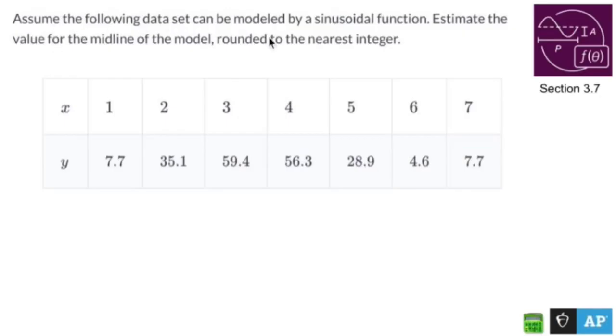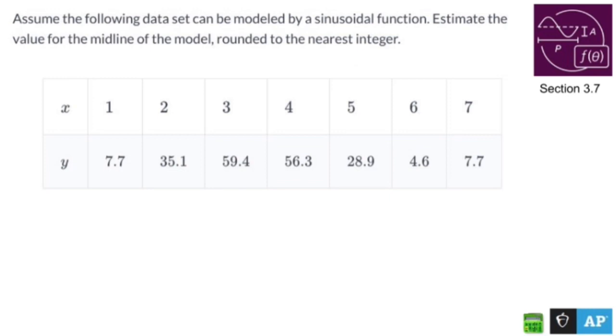Assume the following data set can be modeled by a sinusoidal function. Estimate the value for the midline of the model rounded to the nearest integer. All right, what I have to do is run to a calculator, throw that in, do sine reg, and use that information to find the midline formula to the nearest integer if I have to do that. I really don't even need, never mind, I'm going to do it anyway.